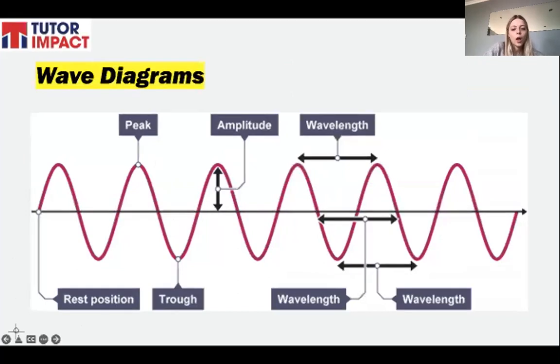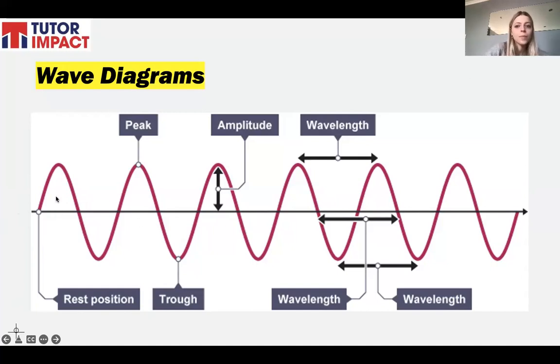And to begin with, we're going to start with rest position, which we began with before. You remember that the rest position was the undisturbed position of particles or fields when they're not vibrating. And you can see that here. So this here on the left is the rest position, and that is the sort of ground level. This is what this line represents, and this is where there is no vibration occurring.